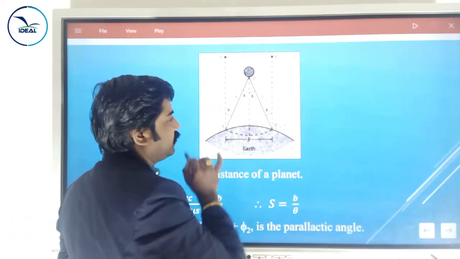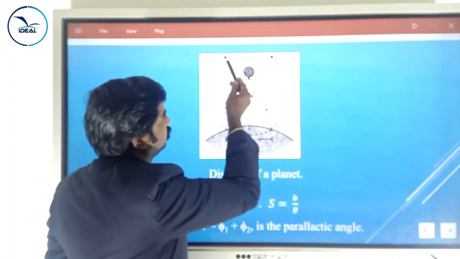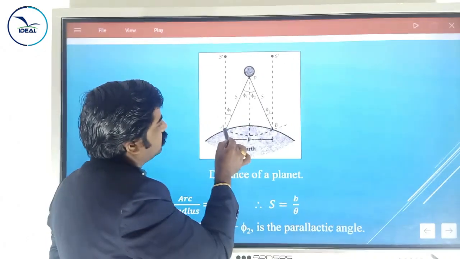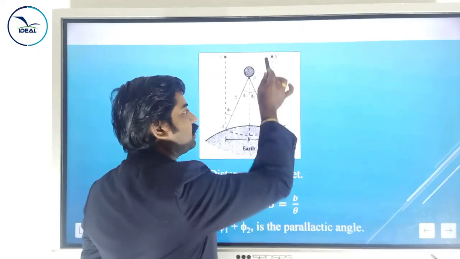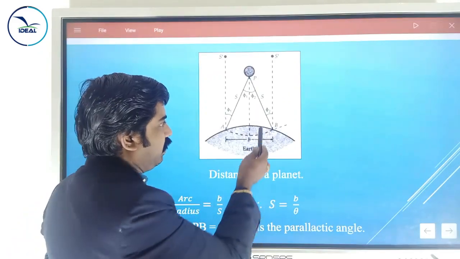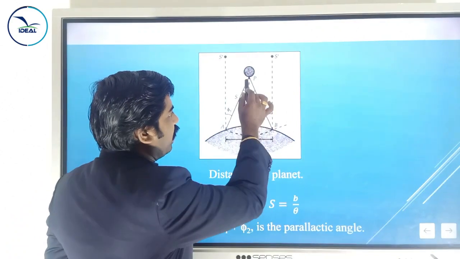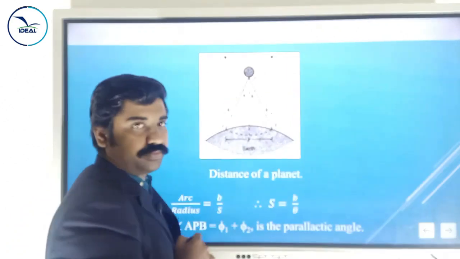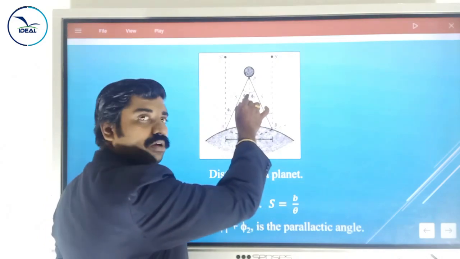So this is the distance S. Or here another star, that is S dash. From this A to this S dash is the same distance, and likewise this also. Then we will get this angle and this angle. Due to that we can find this and this opposite angles. This is phi 1, then this is also phi 1.